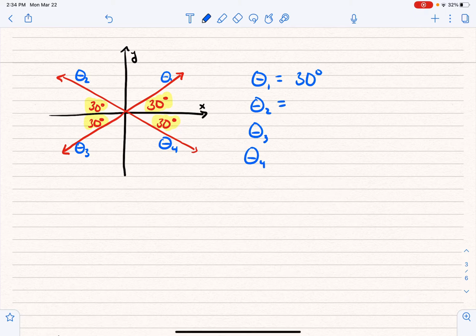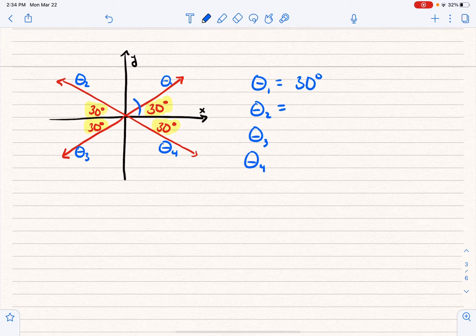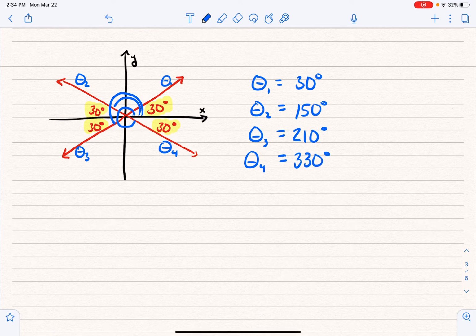Theta 2, if the reference angle is 30 degrees, you got to go, well, how far is it from here to here? Well, that would be 150. Theta 3, that would be all the way from here to here, so that's going to be 30 degrees past the 180. It's going to be 210. And theta 4, well, it's going to be from here all the way to here. That's going to be 30 degrees shy of 360, so I got to take that back, and it's going to be 330.